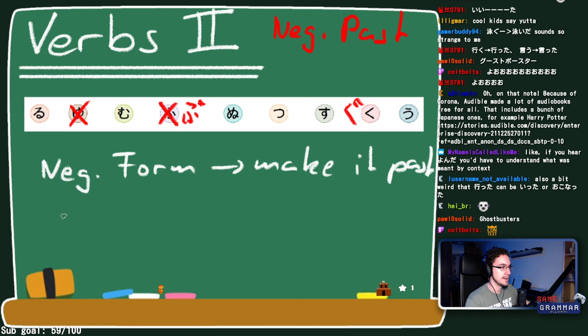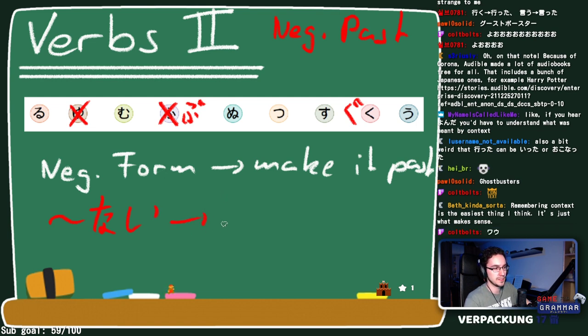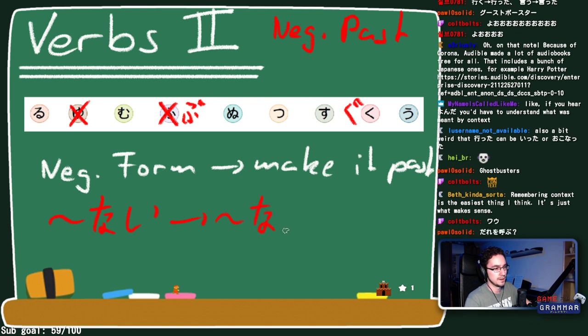Negative form is nai, right? So this will be something plus nai. Well, if this is something plus nai, just make it into something plus nakatta. That's all it is. Nakatta. And you're done, okay? Nothing else you need to know.